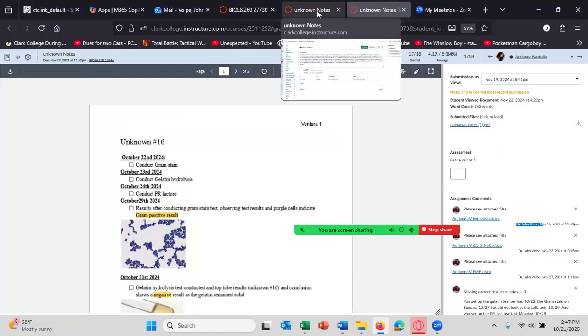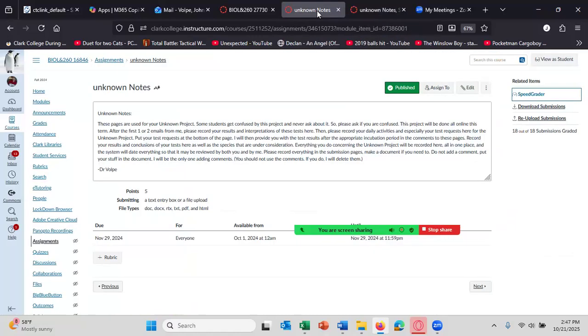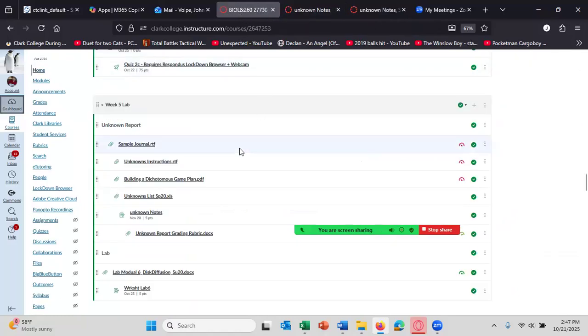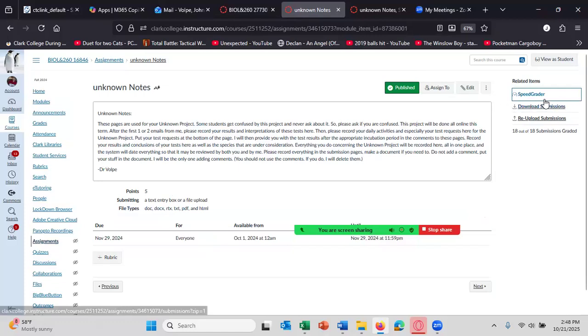And how you get the unknown notes page is scroll down to week 5 lab. There's the instructions I'm talking about now. And the unknown notes page is right there. That's your unknown notes page. I can access it and grade everybody's, but you will only have access to your own unknown notes page. And instead of having, what is that called? The speed grader, you'll have either a submission button or a download button or an upload button, something like that.